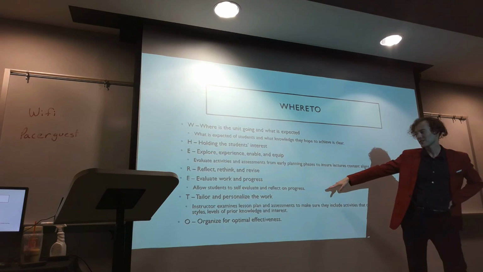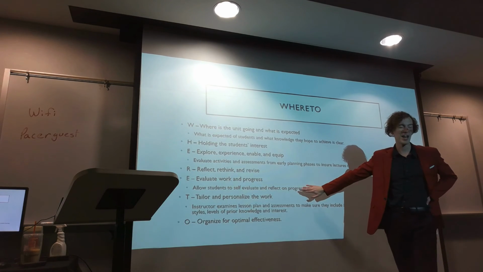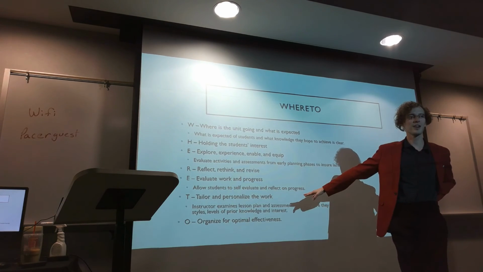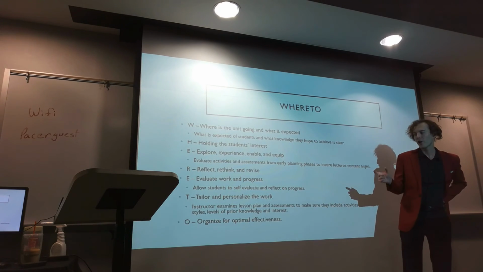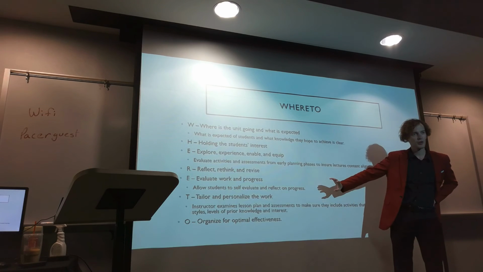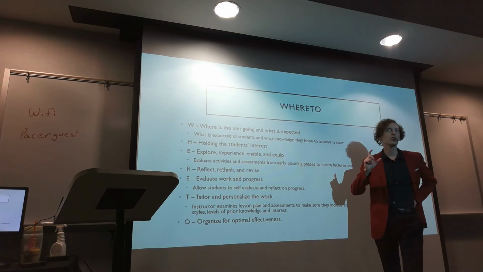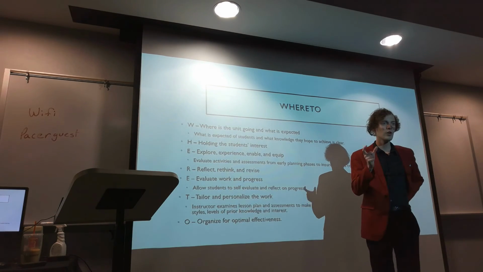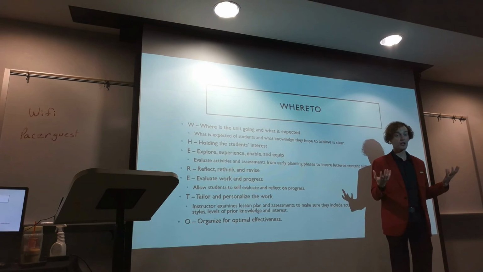Evaluate your work in progress. Allow students to self-evaluate and reflect on progress, especially if you're doing a course for the first iteration. It's always great to get that student feedback. I know for us at USC Aiken, sometimes we focus on those teacher evaluations at the end of the course. I would try to do something in your course itself where you're getting your students to do a self-reflection and reflect on the course as well.